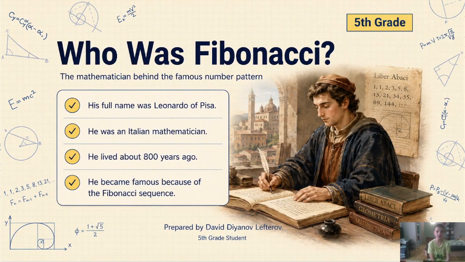Who was Fibonacci? The mathematician behind the famous number pattern. First, his full name was Leonardo of Pisa. Second, he was an Italian mathematician. Third, he lived about 800 years ago. Fourth, he became famous because of the Fibonacci sequence.